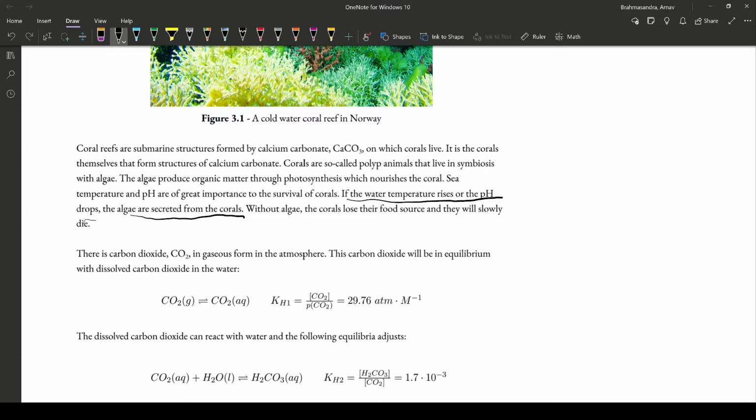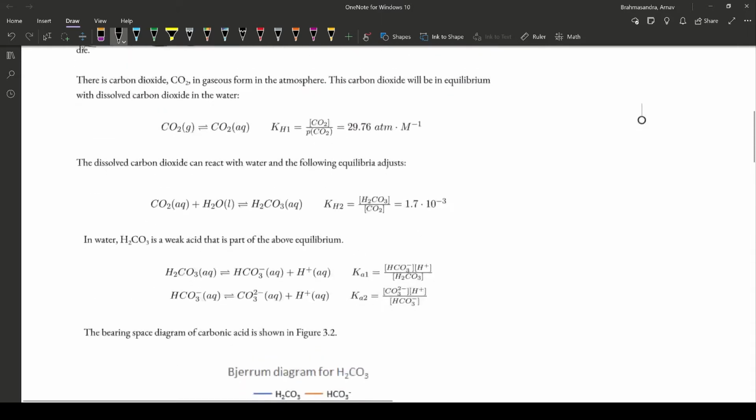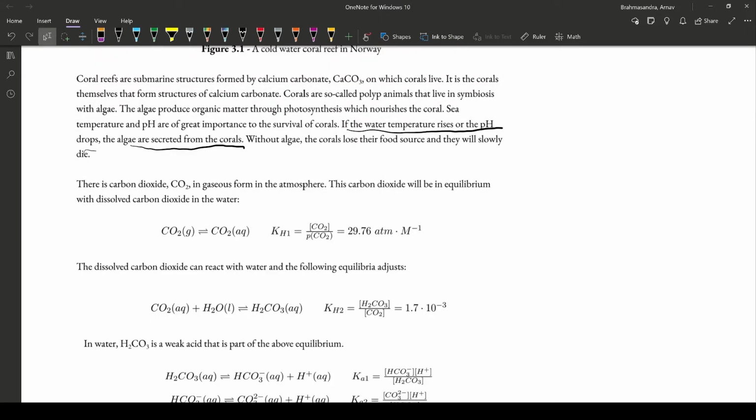So it's talking about how the pH in the ocean is changing and how this can be bad for aquatic environments, and especially coral reefs. Let's get into the actual part of the problem. There is carbon dioxide in gaseous form in the atmosphere. This carbon dioxide will be in equilibrium with dissolved carbon dioxide in the water. So we're given an equilibrium where we have gaseous carbon dioxide and aqueous carbon dioxide, and we're given the K constant. That's our first equilibrium.